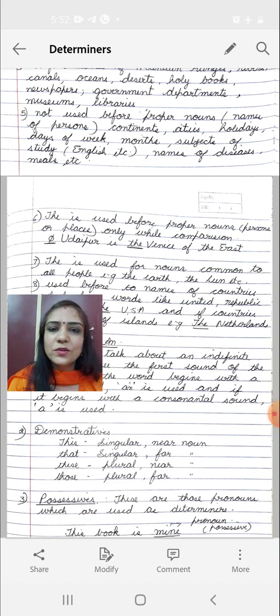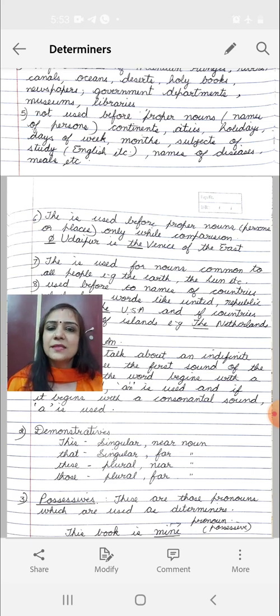Okay. So we don't use the before proper nouns. We don't use the before names of continents, before names of cities, holidays, days of week, months, then subjects of study. I'll not say the English, the economics, like that. And names of diseases also. Like I don't say the measles, simply measles. Then in front of names of meals also, we never use any article. I won't say the dinner, the lunch, the breakfast. We'll just say lunch, breakfast, dinner.